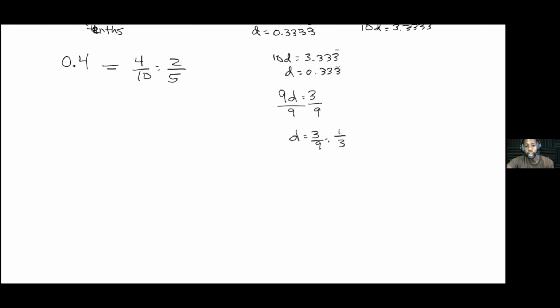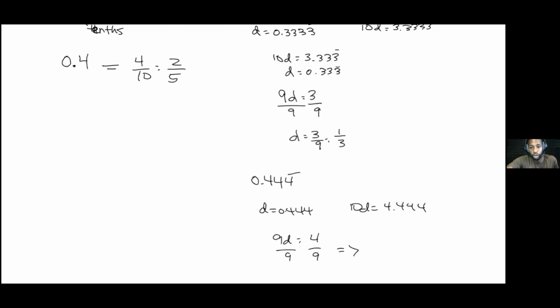Let's do another one. Let's say what happens if we do 0.444 repeating. Same thing goes. So you have D equals 0.444, and we understand that to be repeating. 10D equals 4.444, so on and so forth. So then from there, if we subtract this from this, 9D is equal to this minus this, which is just 4. So therefore, D is equal to 4/9.